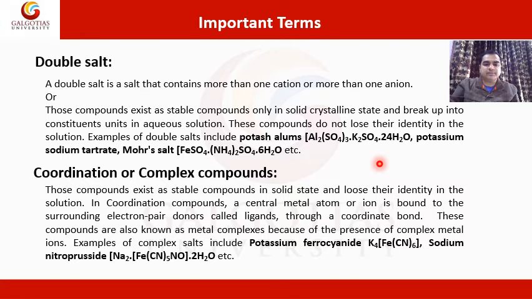Some examples of double salts include potash alum, Al2(SO4)3·K2SO4·24H2O, in which, when we dissolve potassium alum in aqueous solution, it dissociates into aluminum ion, sulfate ion, and potassium ion separately. Similarly, another example is Mohr's salt, FeSO4·(NH4)2SO4·6H2O. If we dissolve Mohr's salt in aqueous solution, it separates into ferrous ion, sulfate ion, and ammonium ion.